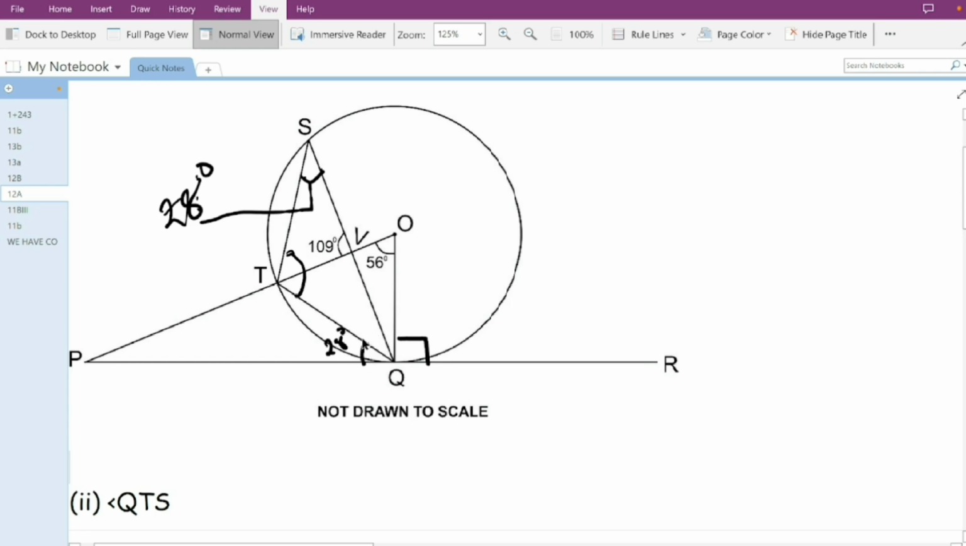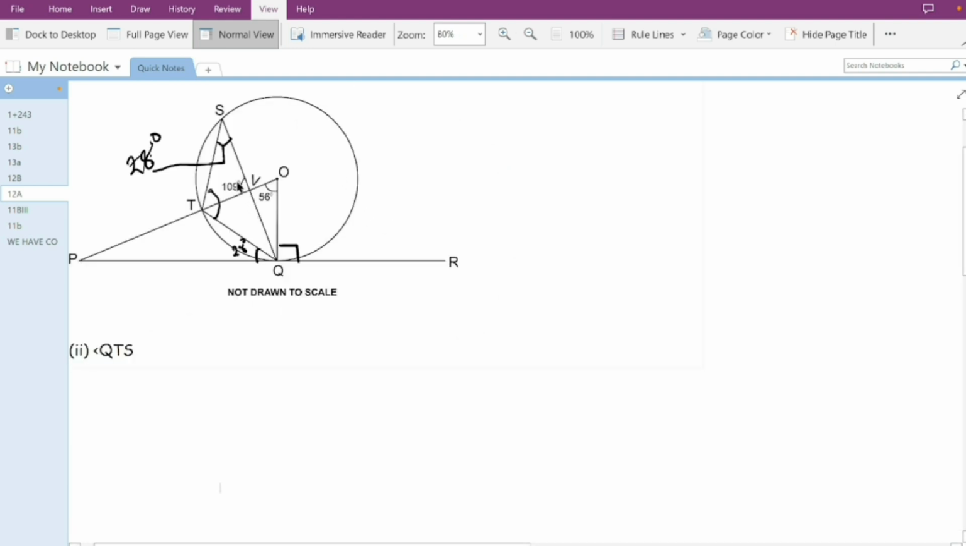And once we have this angle and we have this angle, we can therefore get this big angle, taking into consideration this triangle STQ. In circle geometry, you have to be capable of seeing shapes in shapes, because now that we have this angle and we know this angle, we can find this angle. If you're able to spot this triangle here, triangle STQ, then you solve for T.